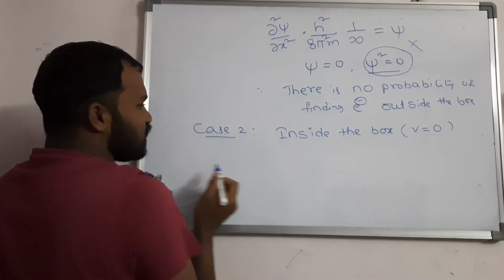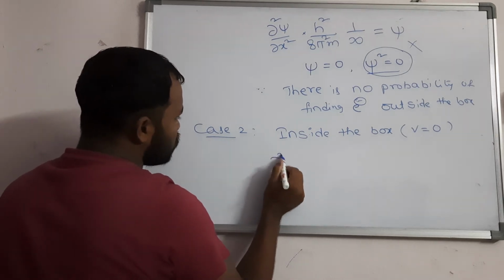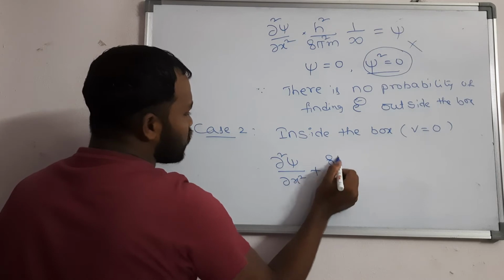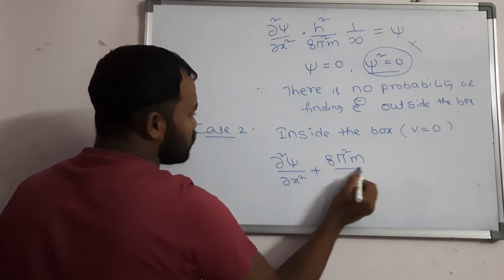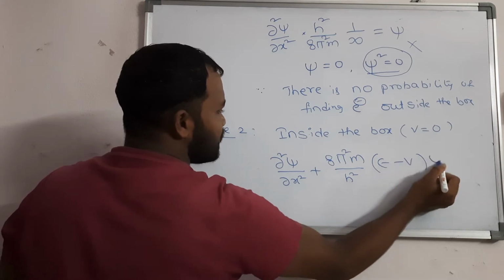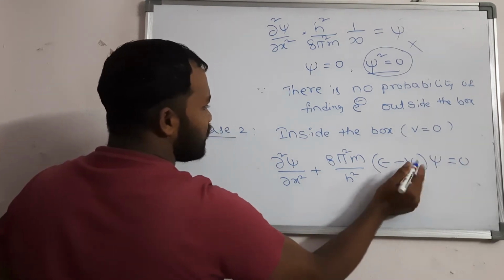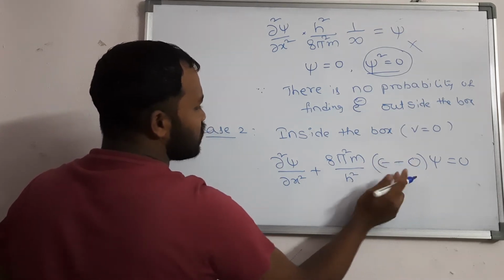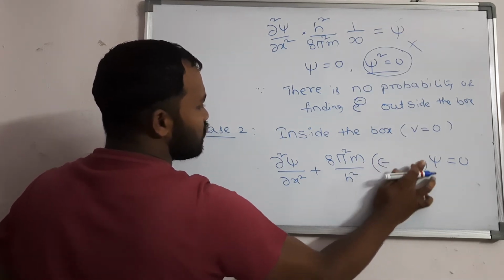What is the Schrodinger equation? Dou square psi by dou x square plus 8 pi square m by h square into E minus V into psi is equal to 0. In place of V, the potential inside the box is 0, so you should write 0. E minus 0, you will get E.